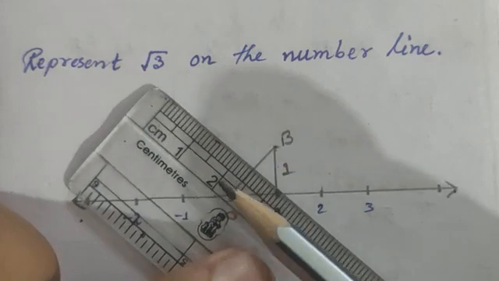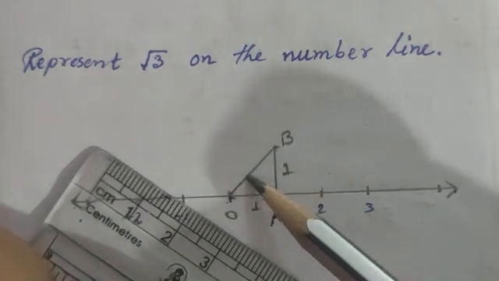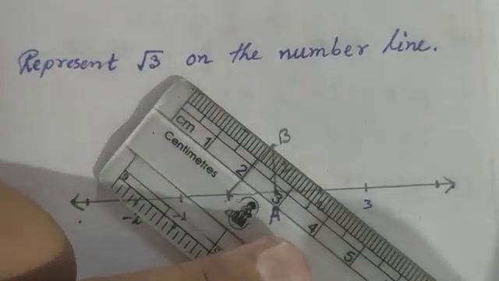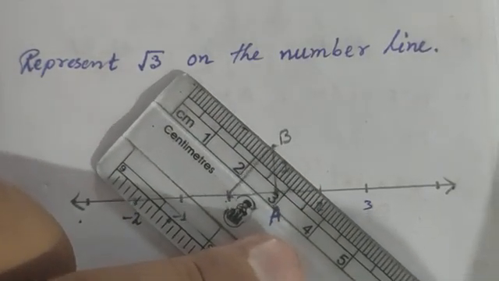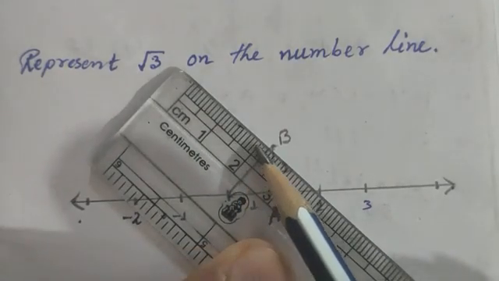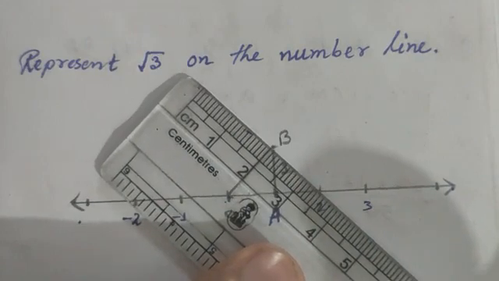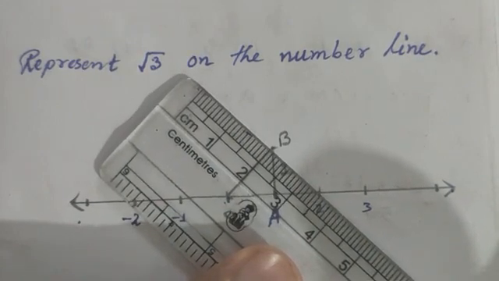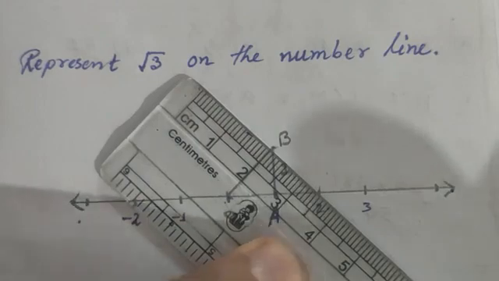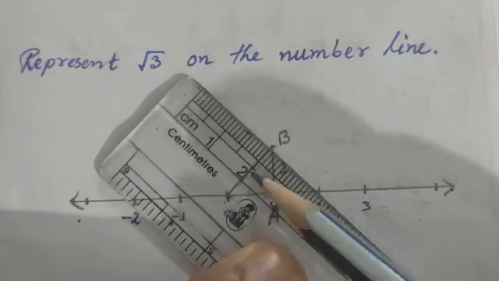Remember, the longer line of your ruler must now lie on this hypotenuse. Look at this, is it lying or not? Look very carefully. This is the longer line of your ruler. It must lie on your hypotenuse. Once you keep your ruler like this, the ruler will remain perpendicular to the hypotenuse OB.